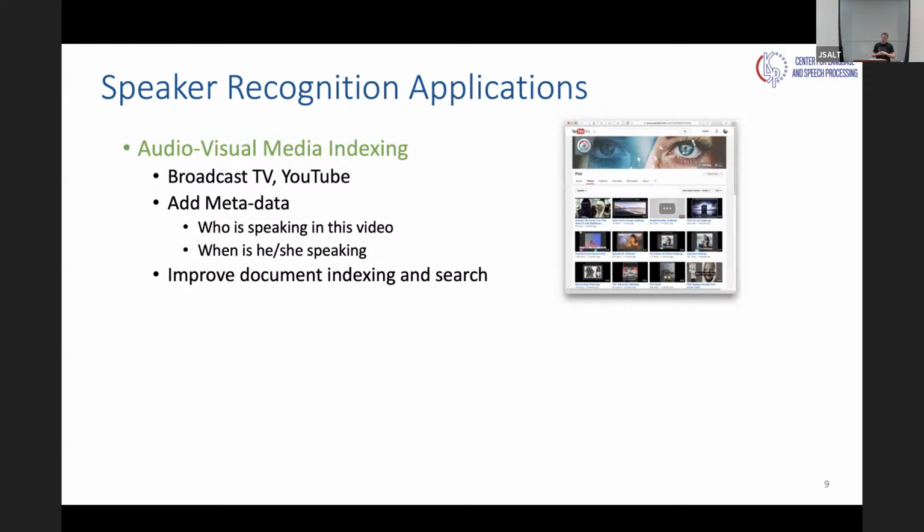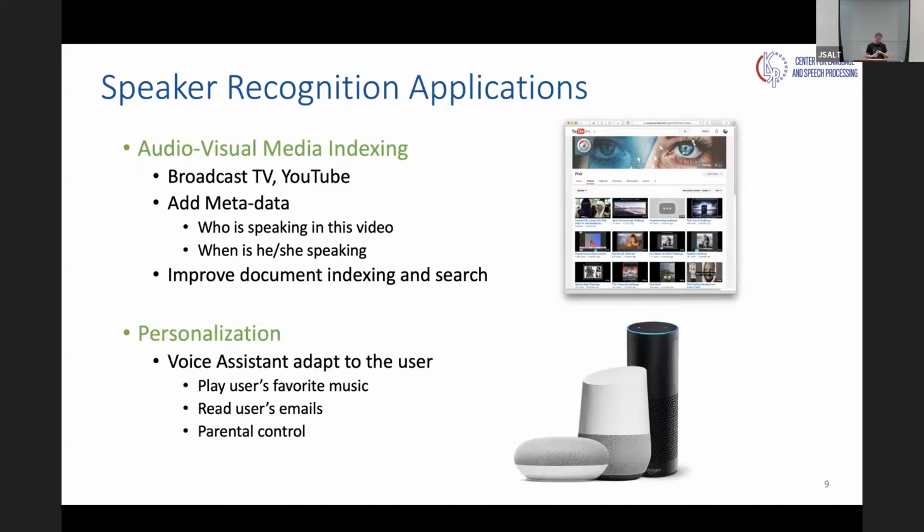Also, for audiovisual media indexing, you have, for example, broadcast TV and YouTube. Basically, these services produce a huge amount of data, and maybe you want a way of searching for people in this data. For example, I want to know all the speeches from Biden or from somebody. So you could use speaker recognition to add metadata to the videos to make this easier.